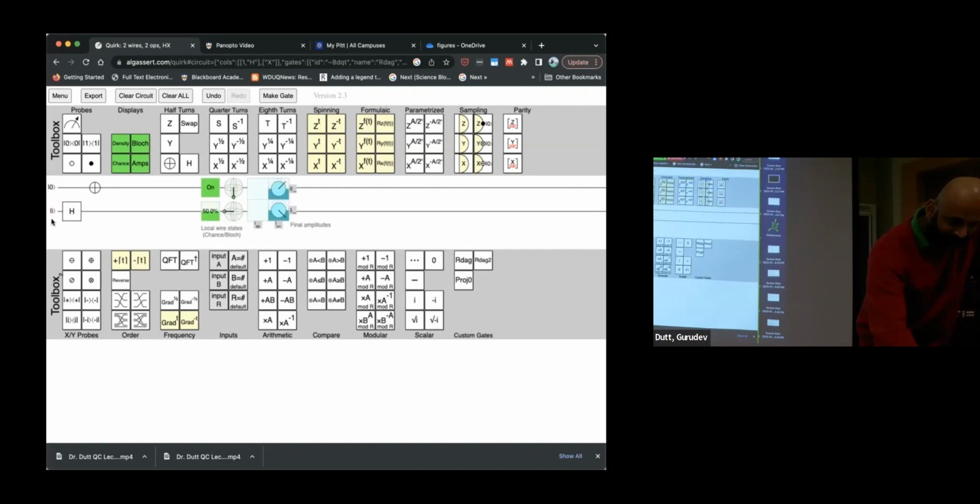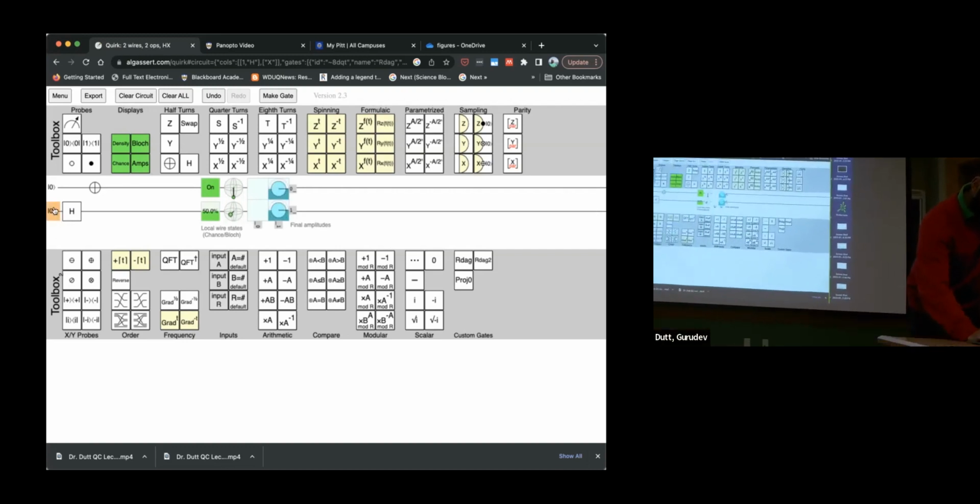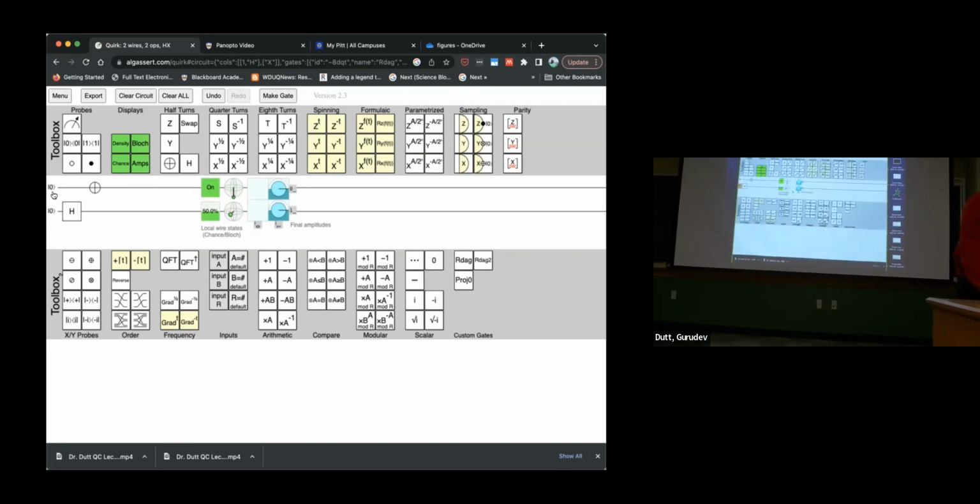Can't seem to just reset. Maybe there's a way. I don't know code well. Anyway, was it 0, 1? So we want the top qubit to be 1, the bottom qubit to be 0.